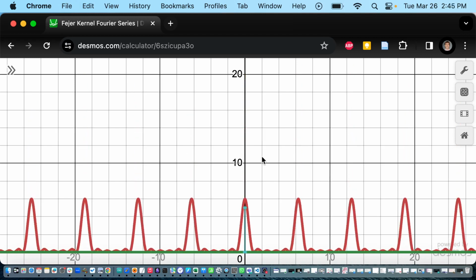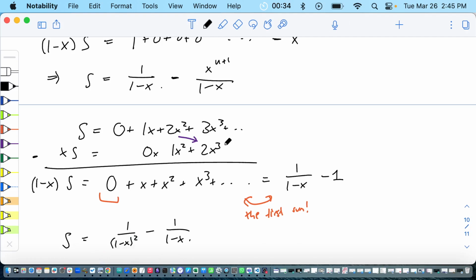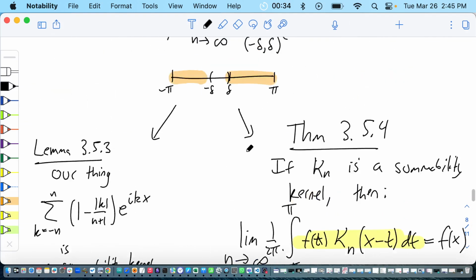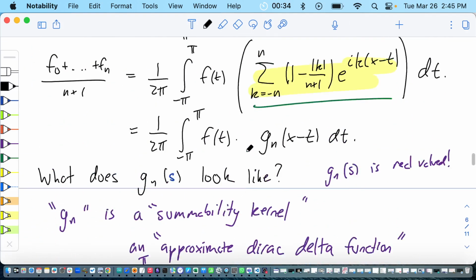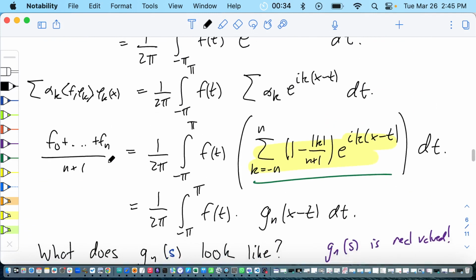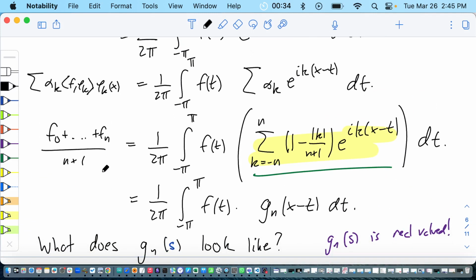So to remind you what is going on, this is all from last class. We did a bunch of algebra, and we got to the point that this sum, f0 plus fn divided by n plus 1, the average of the Fourier approximations, right? This was like the Cesaro sum of the Fourier series, is the same as the integral of the original function against this kernel, and that kernel was the thing I showed you in Desmos.